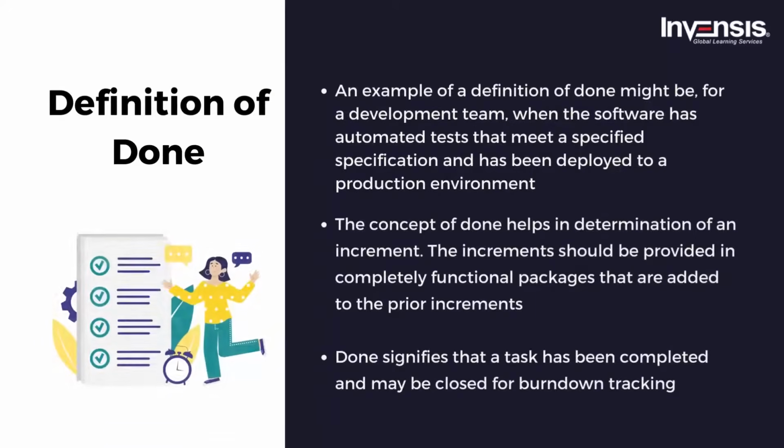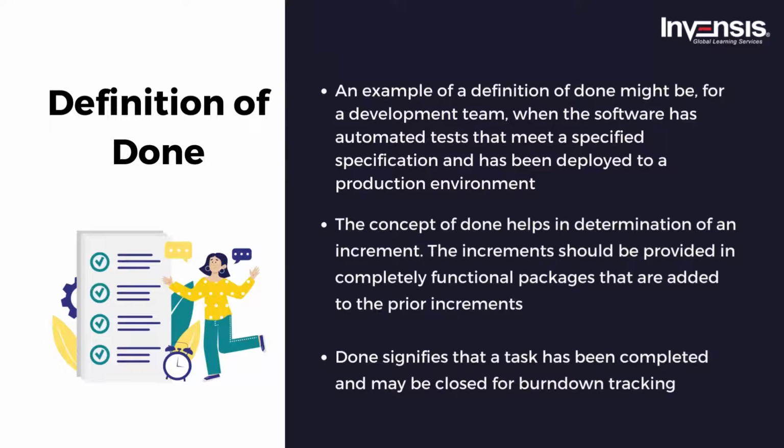An example of a definition of done might be, for a development team, when the software has automated tests that meet a specified specification and has been deployed to a production environment. When evaluating available Scrum tasks, a team without a specified definition of done may commonly question, is this done? During sprint review, the concept of done helps in determination of an increment. The increment should be provided in completely functional packages that are added to the prior increments. Done signifies that a task has been completed and may be closed for burn down tracking.